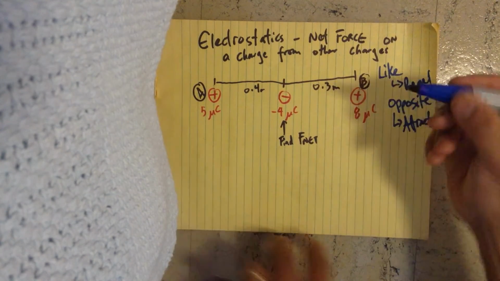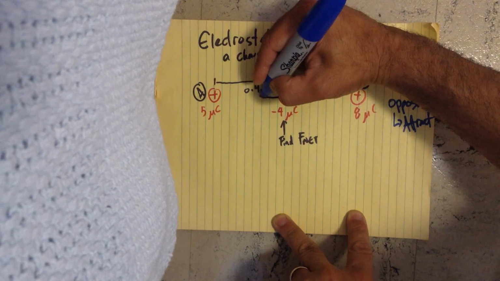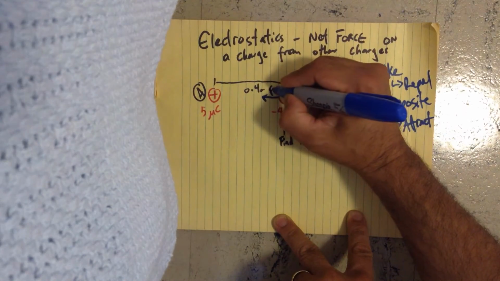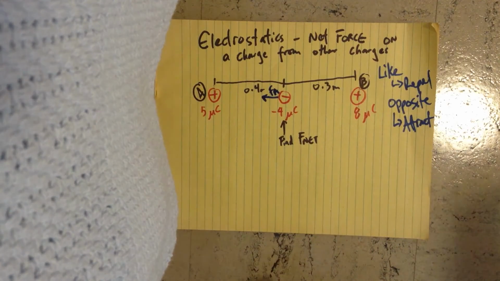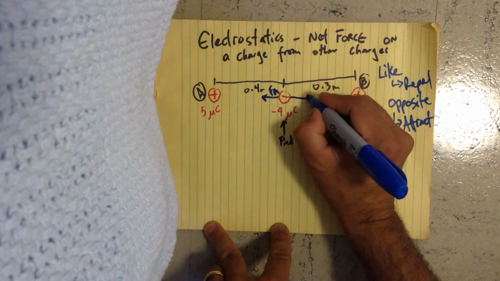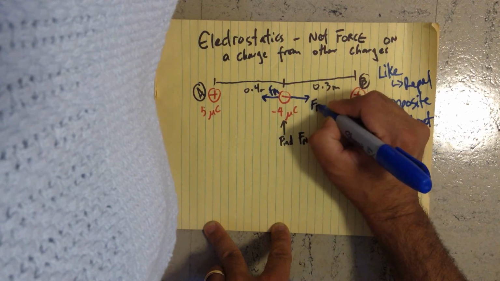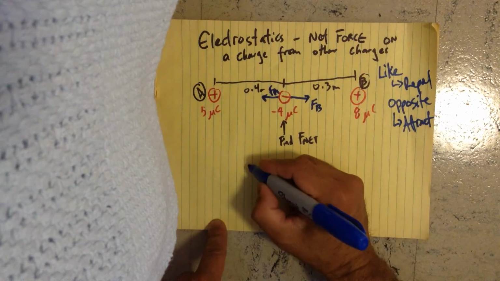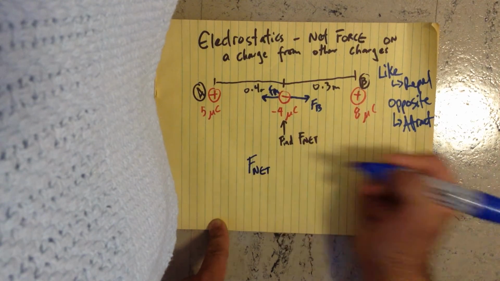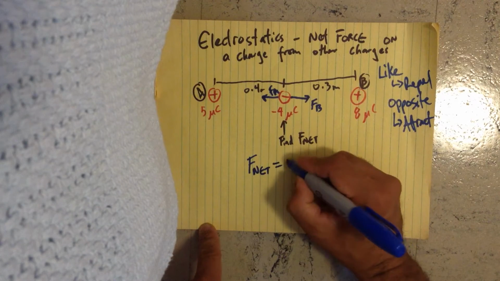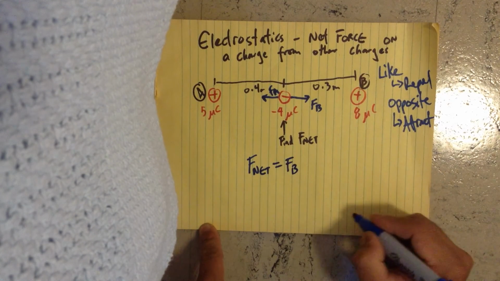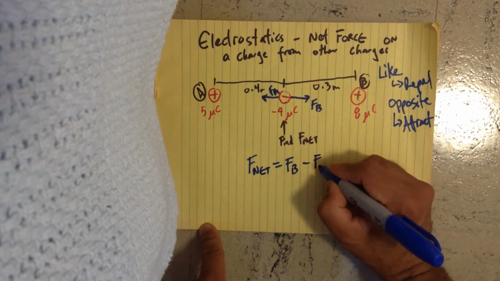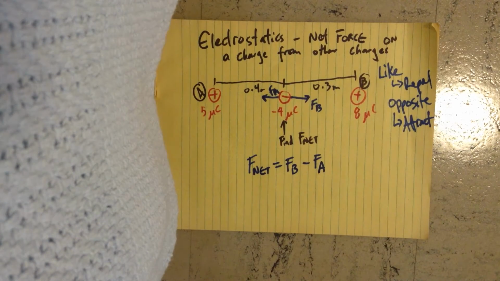So if we look at the force from A, it's going to attract the negative charge, so it's going to pull it to the left. The force from B is going to pull it to the right. So now we can set up our equation by looking at the system. Force B is pulling right, force A is pulling left. So if we want to find the net force in this situation, it's the force from B pulling right minus the force from A pulling left.